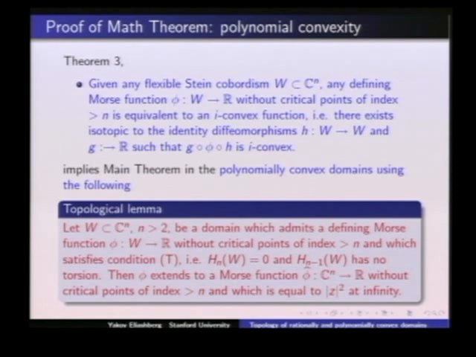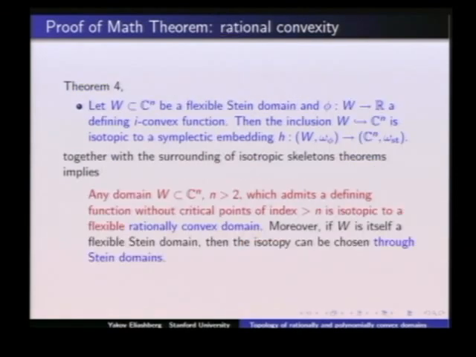So then you just take this function, using this theorem realize it as an I-convex function, and then the corresponding sublevel set becomes, by this theorem of Oka, polynomially convex. Similarly, by the theorem which I said, if you have a flexible Stein domain and you have this defining I-convex function, then the inclusion is isotopic to a symplectic embedding.